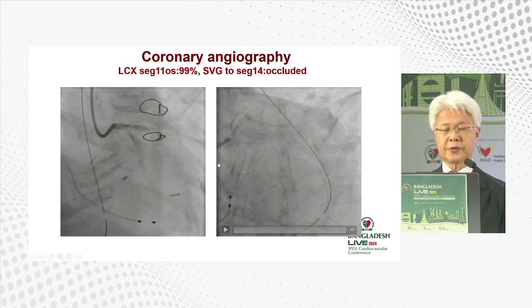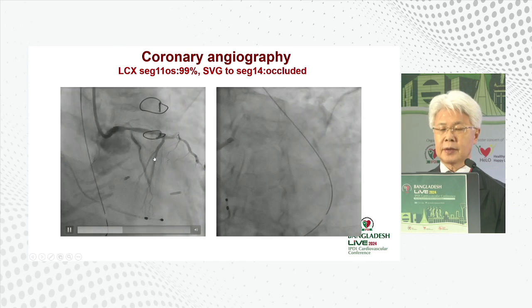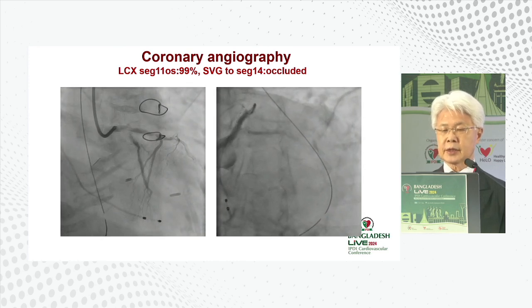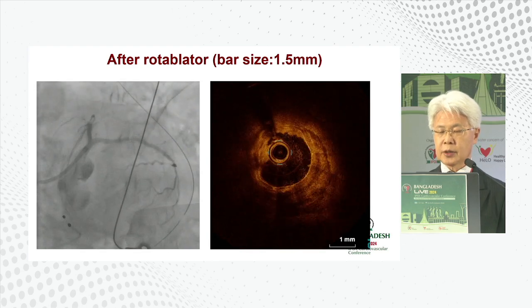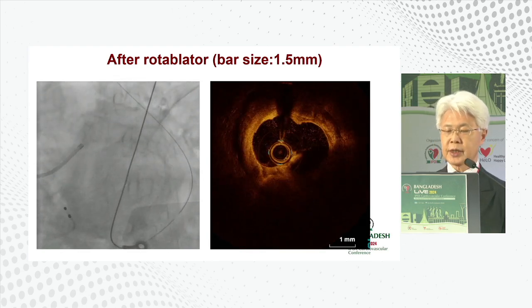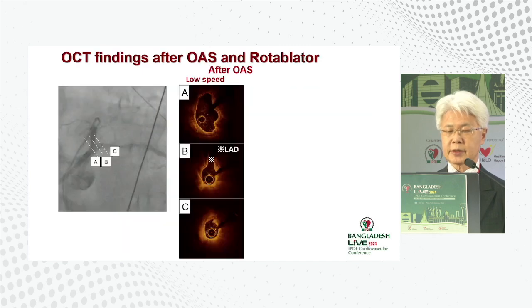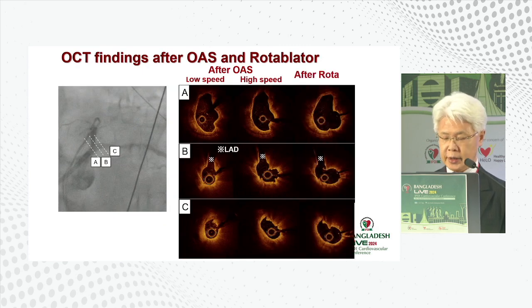You can identify the very tight stenosis at the bifurcation. And here is another view, a spider view. And after orbital atherectomy and rotablator, we can obtain a good ablation here, as shown on the right-hand side. And this is the orbital atherectomy, low speed, high speed. And finally, after Rotablator, we can obtain a good lumen area.